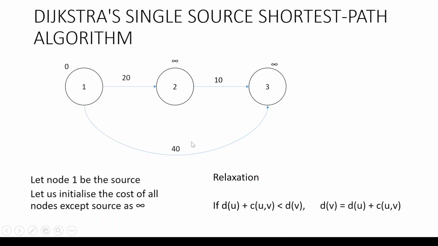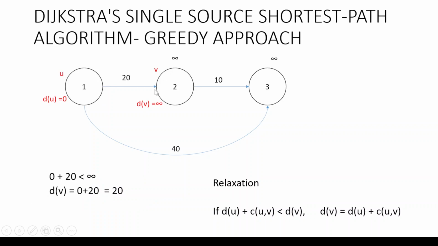Now we should go for the relaxation. Since our source vertex is 1, we should find all the edges coming out from 1 and check whether I can get a path from 1 to the vertex that is connected from 1 with a shorter distance. Let us start with the first vertex, that is 2, that is 1 to 2. Let us find whether there is a shorter path which has a distance less than infinity. In this case, when we are considering 1 and 2, 1 is our u and 2 is our v.